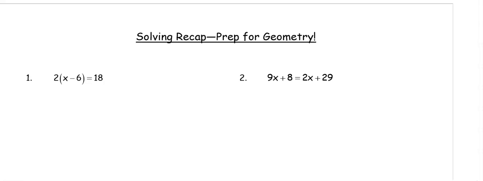This video is to review solving for a variable, a skill that is used throughout geometry. So in number one, we have 2(x - 6) = 18. In order to solve, the first thing we have to do to get rid of our parentheses is distribute. So we're going to multiply both parts by 2. So we get 2x - 12 = 18.